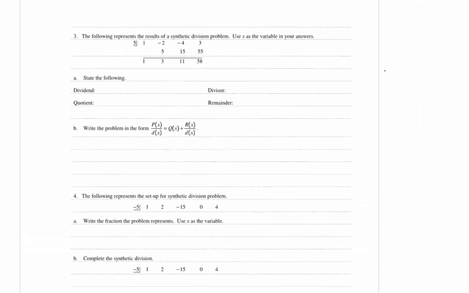In number 3, it says the following represents the results of a synthetic division problem. Use x as the variable in your answer. And then it asks in A, state the following. So we want to state the dividend, the quotient, the divisor, and the remainder. And our dividend is going to be our first row. And remember that this is 0 factors of x. So this is 1 factor of x, 2 factors of x, 3 factors of x. So we have 1 x cubed starts our dividend.